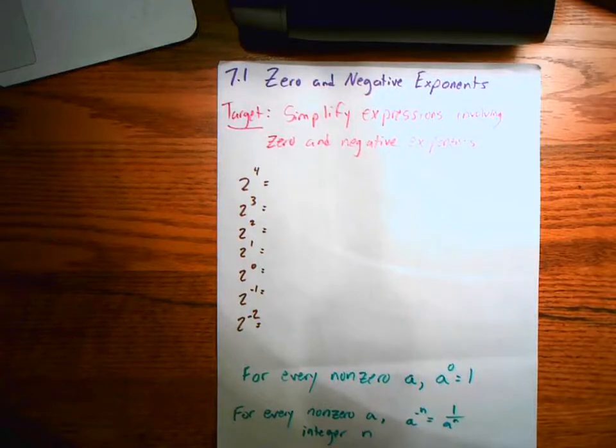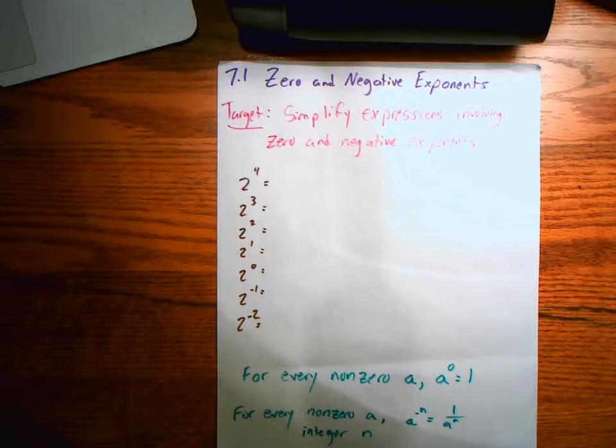Hello, this video is on section 7.1, which is titled Zero and Negative Exponents. We're starting into the brunt of the AG2 material. No more review, so this should be new material for most of you. The learning target for the first one is to simplify expressions involving zero and negative exponents. Very, very simple stuff. It's going to be a really short video, so let's go ahead and get started.